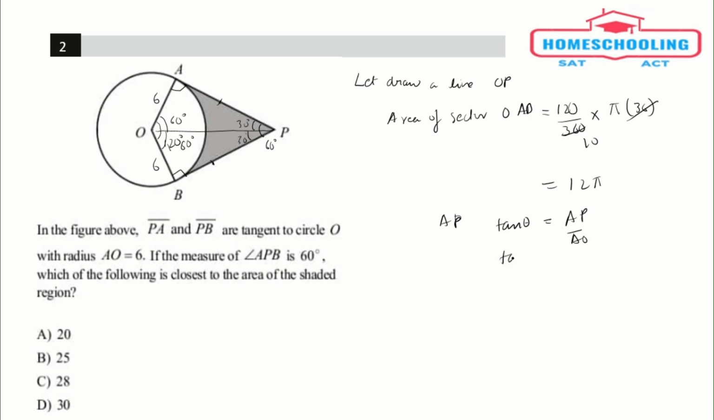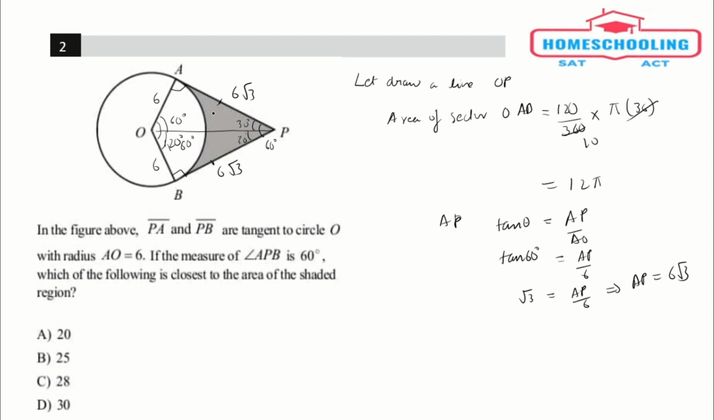The angle is 60 degrees, so tan 60 degrees is AP by AO, which is 6. So tan 60 is how much? Tan 60 is root 3, and that equals AP by 6. So AP is 6 root 3. If this is 6 root 3, then this also, because these are tangents to the same point, will be similar, 6 root 3.